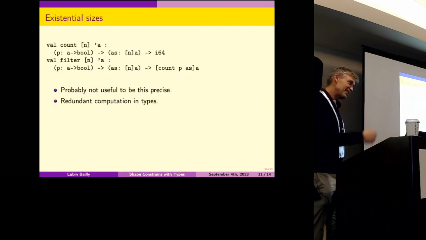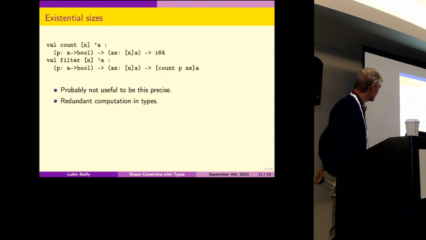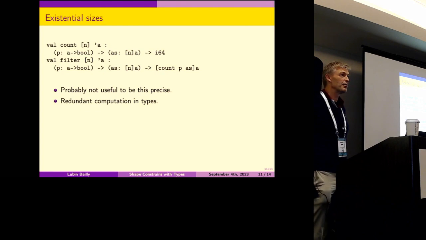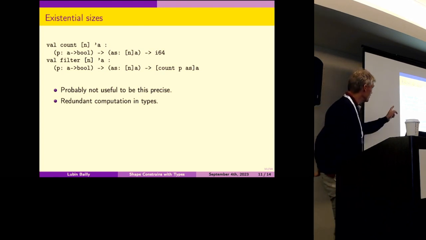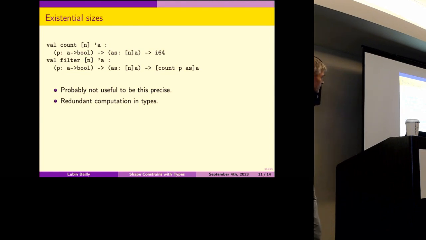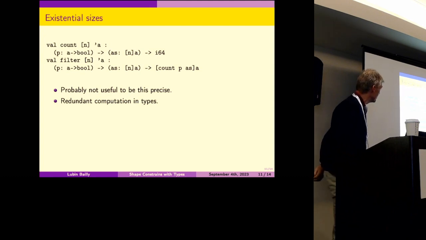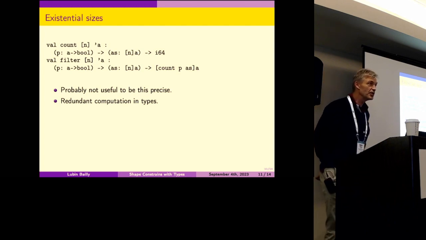And it's just answering your question here. So you could, of course, write a count function which takes a predicate and an array, and then it gives you the number of times that that property holds, or the number of elements for which this property is true. And then it gives you back that number. And then you can write a version of filter which is very specific, saying that the number of elements that's really computed here is the count of P on AS. So you can specify that.